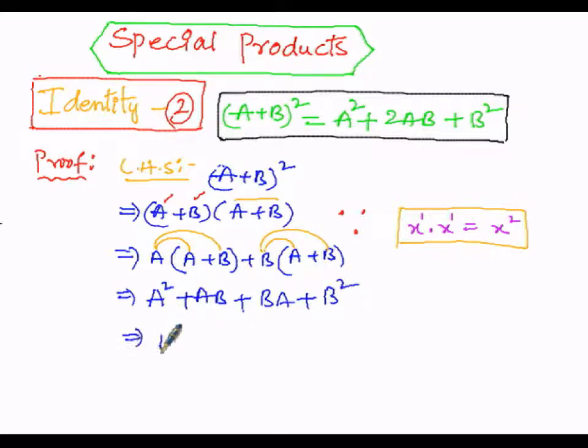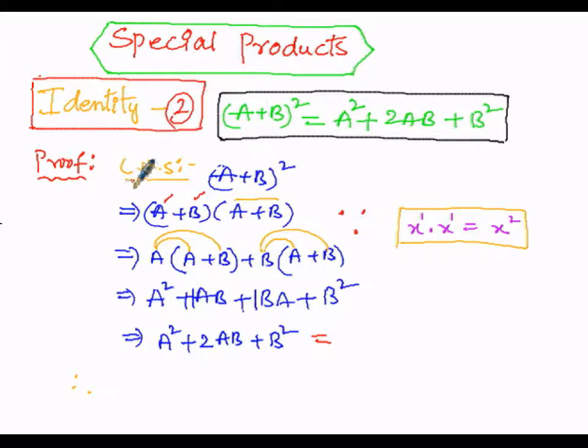That implies a square, ab's coefficient is 1 and ba or ab both give the same meaning, its coefficient is also 1. Because these two are like terms, we can add them up. 1 plus 1 is 2, both are of the same sign and same coefficients, so we can write plus 2ab. Then the last term, plus b square, must be copied as it is. So I got a square plus 2ab plus b square, which is nothing but the right hand side, a square plus 2ab plus b square.